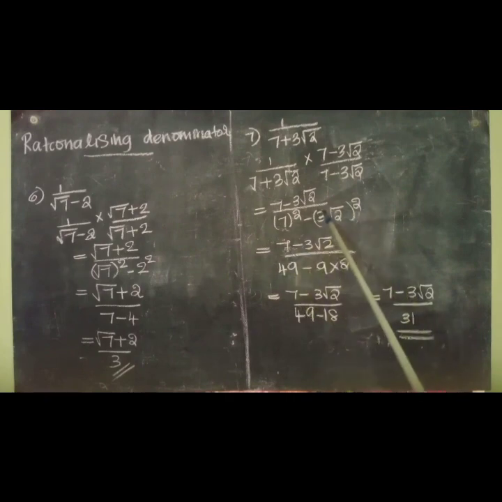This you have to square like this. Find the square of 3 and find the square of root 2 and multiply. Square of 3 is 9. Square of root 2 is 2. So 9 into 2. So 7 minus 3 root 2 by 49 minus 18. That is 7 minus 3 root 2 by 31.